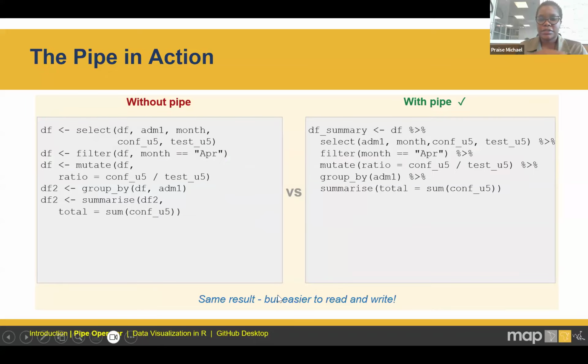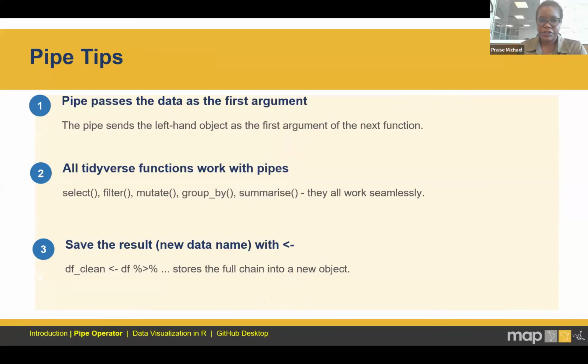It's just that using the pipe operator, it's easier to read and write because you only have one function to do everything. So a tip to consider when using the pipe is that the pipe passes the data as the first argument. This is basically saying the left-hand object, which in our case was the data frame, is the first argument of the next function. And then it will keep doing the rest like that. So it will select first, it will filter next, it will group by, and so on as you proceed.